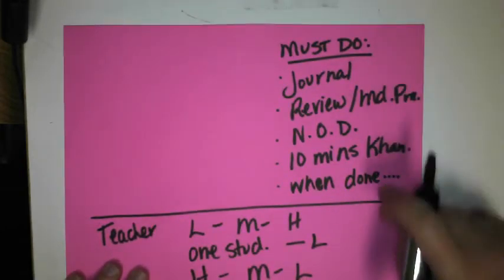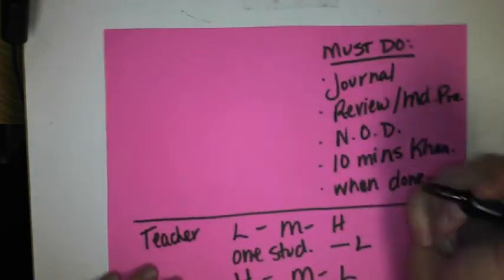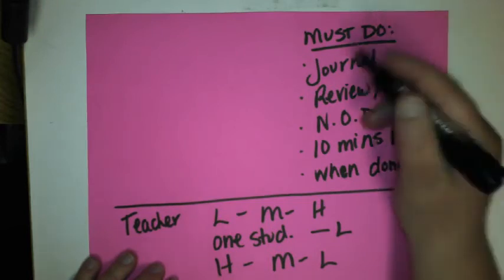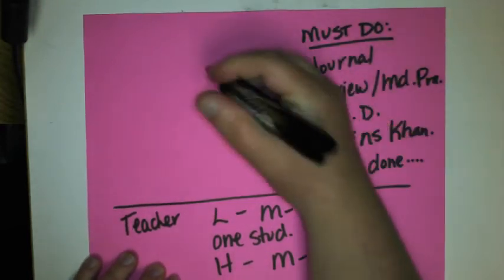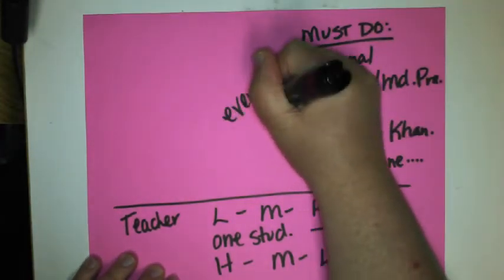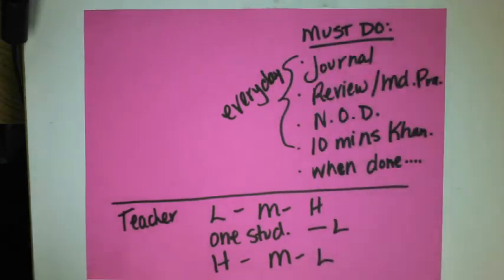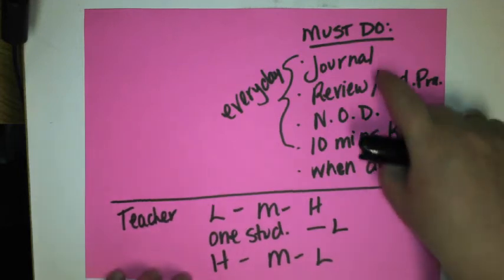What they must do, it doesn't matter for you the order that it is in, but these are the things that the kids need to do every day. And they start having that routine. And the order they do it doesn't really matter to you, but it's the things that they must do.